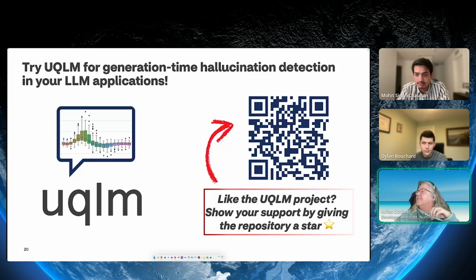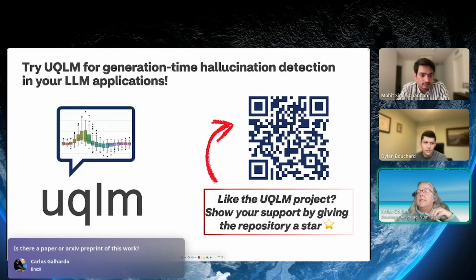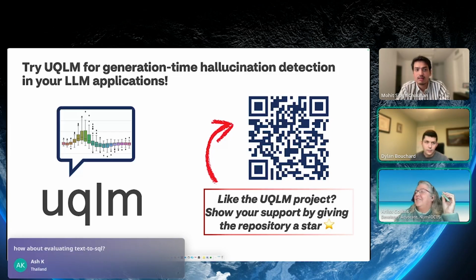Okay, so now I see there's a question. I can put that on stage actually. Sorry, there's a couple of questions coming in. Let's try this one first. How about evaluating text-to-SQL? That will be part of the code generation uncertainty quantification that we'll release in 2026.